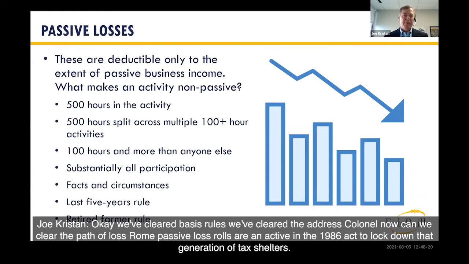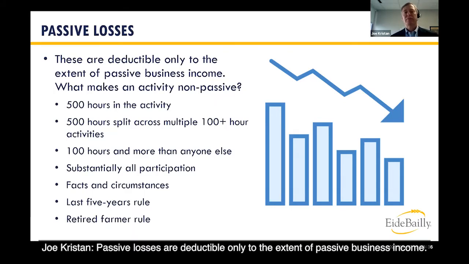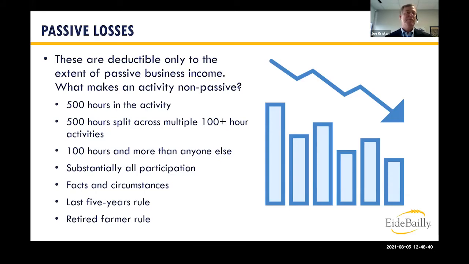Okay, we've cleared the basis rules. We've cleared the at-risk hurdle. Now, can we clear the passive loss rule? Passive loss rules were enacted in the 1986 Act to lock down that generation of tax shelters. Passive losses are deductible only to the extent of passive business income.